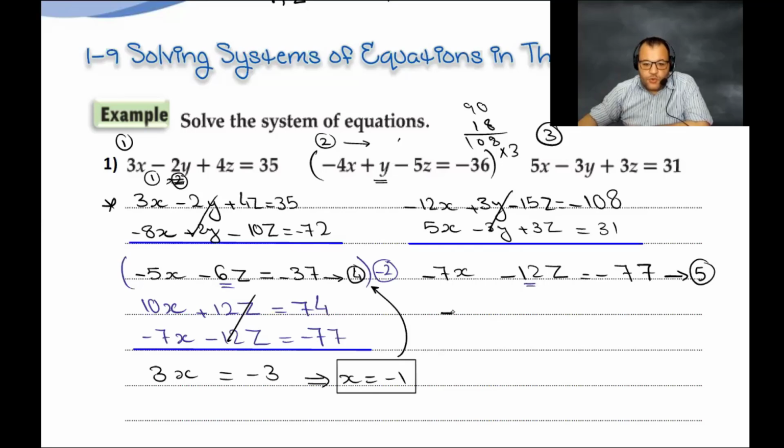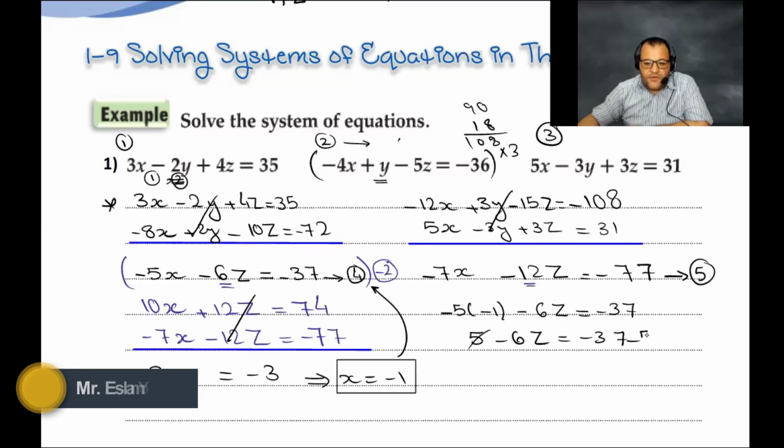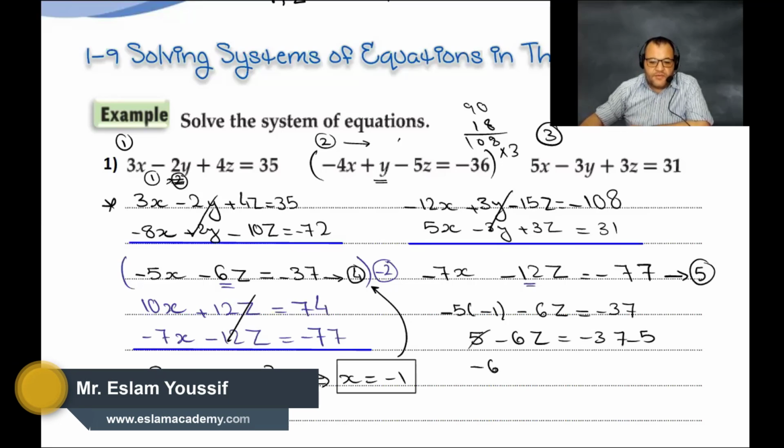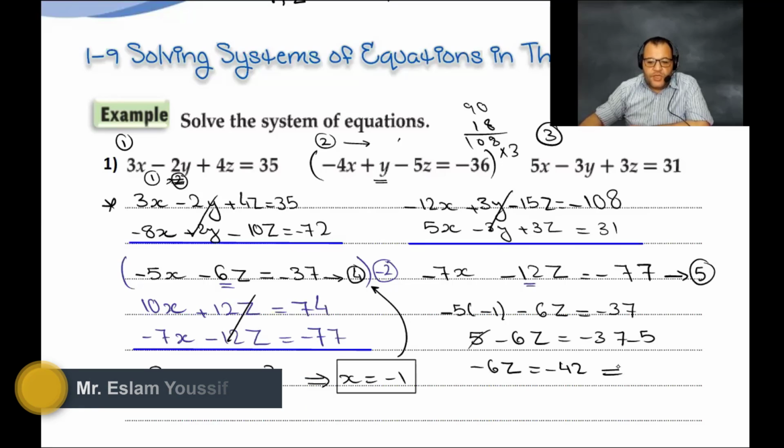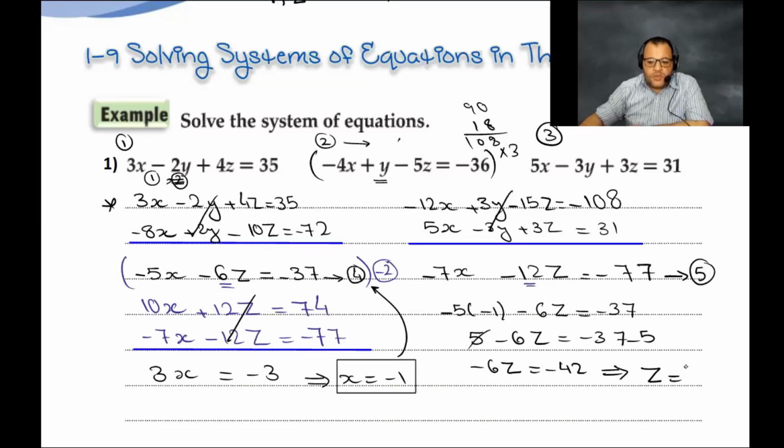So all you have to do is negative 5 times negative 1, minus 6 times z equals negative 37. So it will be 5 minus 6z equals negative 37. By subtracting 5, it will be negative 6z equals negative 42. It means z is equal to 7.